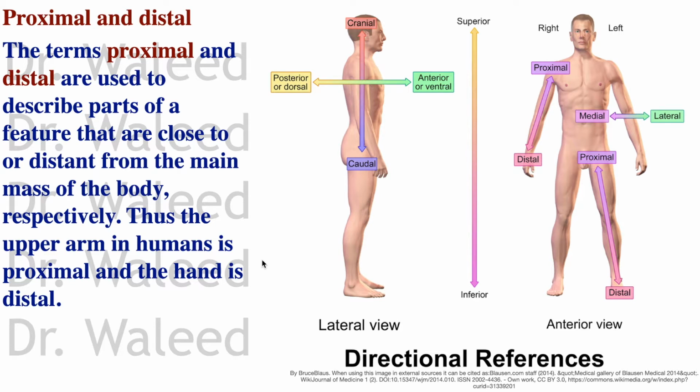Proximal and distal are used to describe parts of a feature that are close or distant from the main mass of the body. For example, the upper arm in humans is proximal, and the hand is distal.